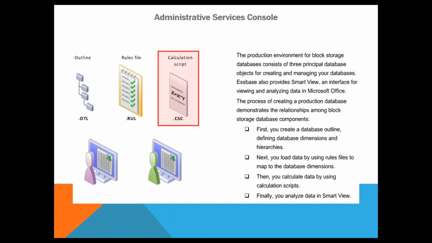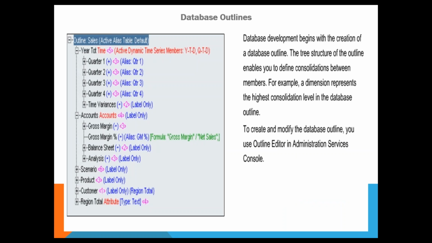Now we are going to talk a little bit about these objects. These are three objects: outline, rules. I think we covered this slide last time. Yeah, we started and we went into rules files, and we talked about how we work on the rules file. You should be very familiar with this, the database outlines.